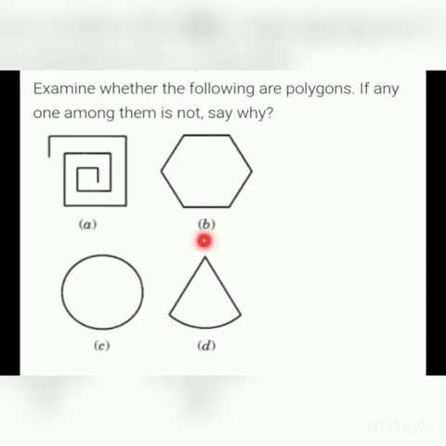Now the fourth figure. Here it is a closed figure and these 2 sides are line segments. But what about the third side? Is this side a line segment? No, it is curved, isn't it? So this figure is not a polygon because this side is not a line segment.